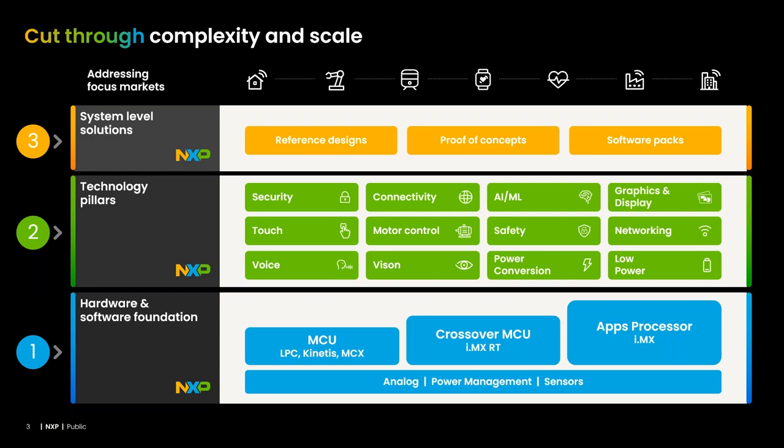So we're talking about security and connectivity that we focus on. There are 12 technology pillars that we define that we think are going to be really, really helpful for your end product to be designed. And this is how we're really trying to simplify the journey of your product development.